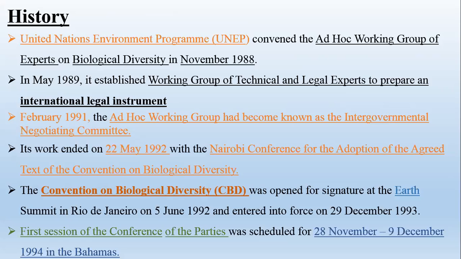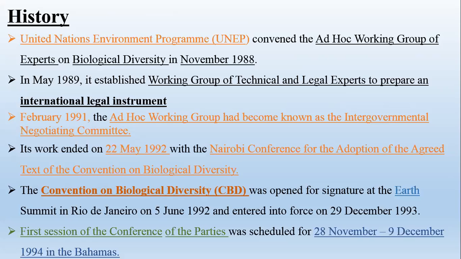Okay, so one of the important events is 22nd May 1992, the Nairobi Conference for the adoption of the agreed text of the Convention on Biological Diversity. It was a primary draft or text in which all the basics of the Convention on Biological Diversity were there.